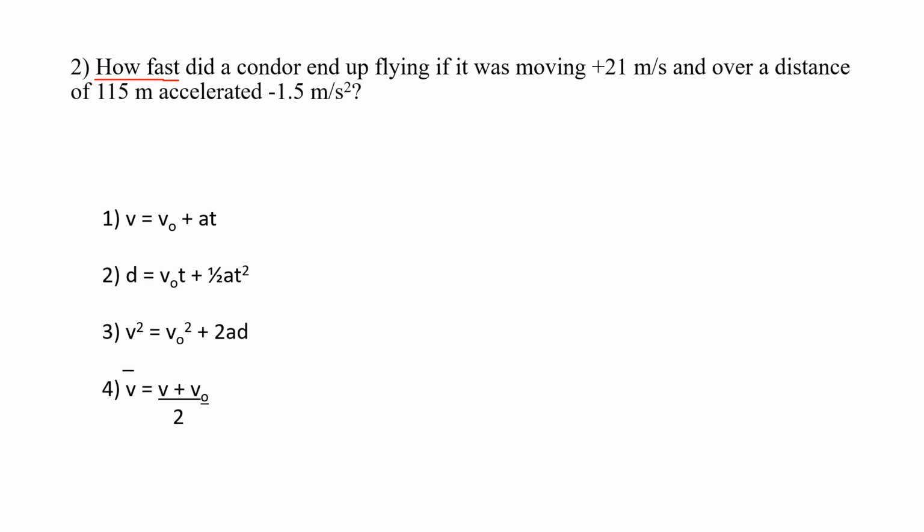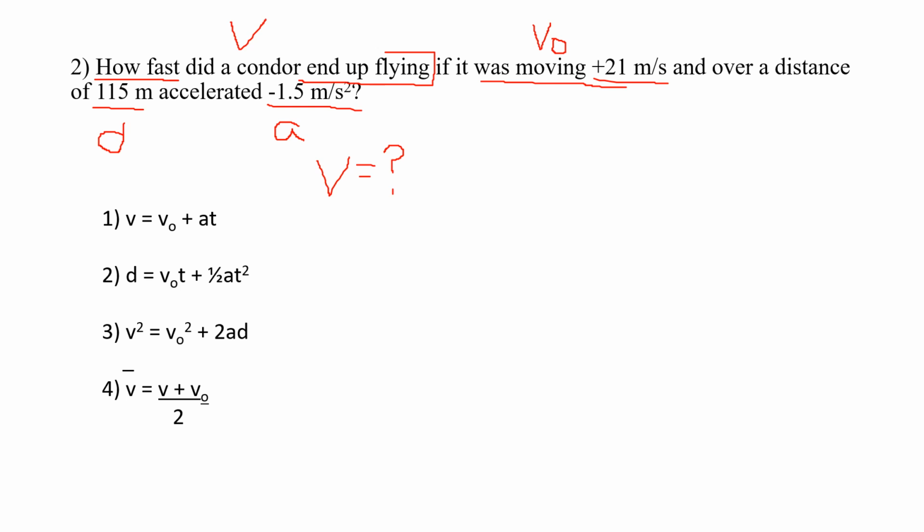If it was moving plus 21 meters per second over a distance of 115 meters, it accelerated negative 1.5 meters per second squared. Good stuff here. How fast did a condor end up flying? "Ends up" tends to indicate a final velocity. We're looking for v in this question, final velocity. If it was moving plus 21, that is going to be the v naught. Over a distance of 115 meters, and accelerated negative 1.5 meters per second squared.